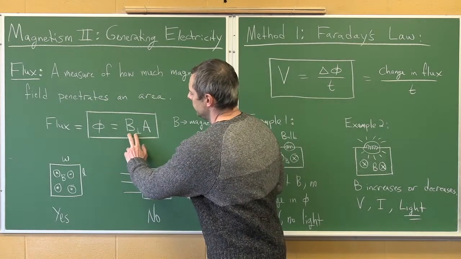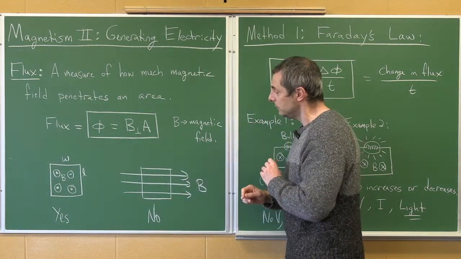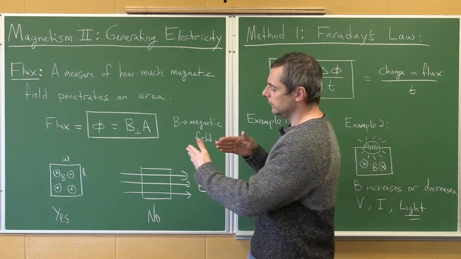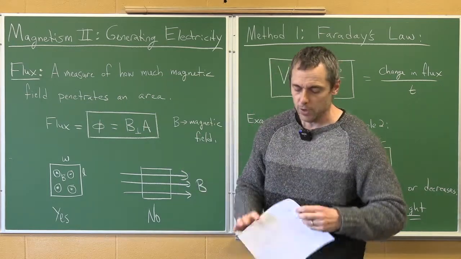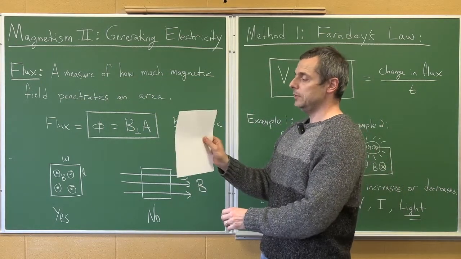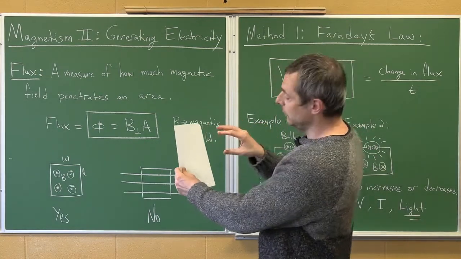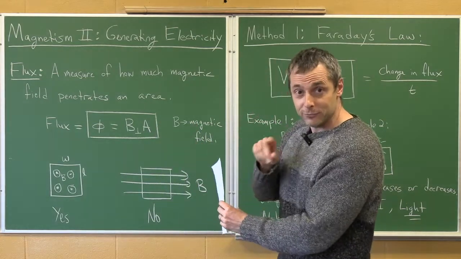It's the magnetic field. B is the symbol we use in physics for magnetic field. B perpendicular. In other words, it's the magnetic field that's perpendicular to an area, times the area. So when, for example, I have a piece of paper like this and I have magnetic field perpendicular to that paper, it's like poking through the paper, then I have flux.